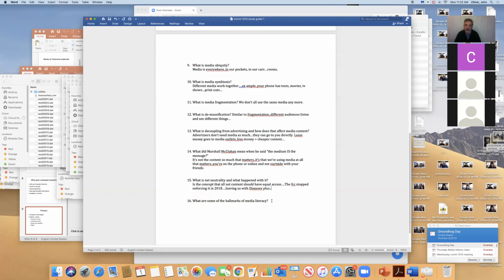Hallmarks of media literacy. Understanding the process. Understanding explicit and implicit, implied meanings of messages. Knowing myth from reality. Those are kind of the things. Understanding how things get the way they are, understanding what they really mean, and knowing myth from reality.